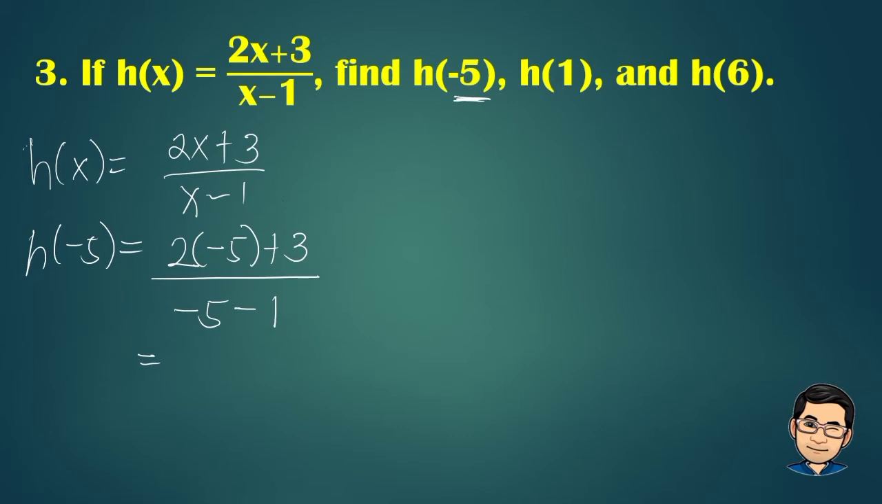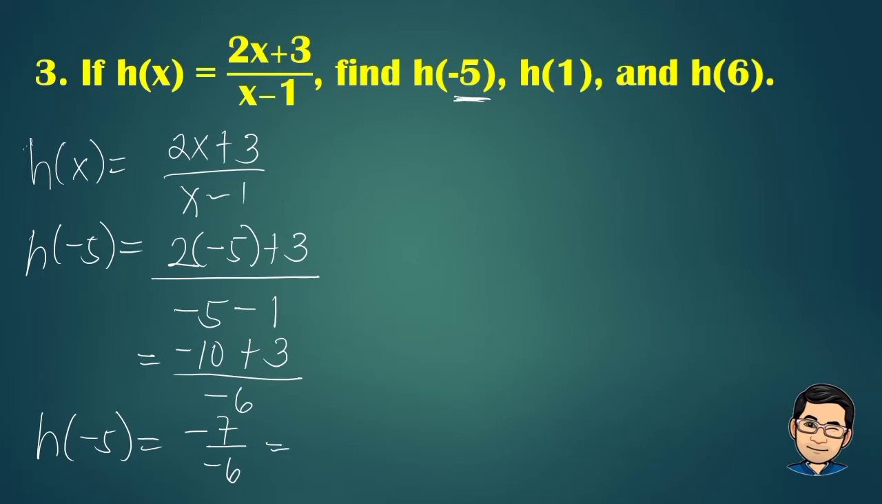Negative 5 times 2, that is negative 10, plus 3, all over negative 5 minus 1, that is negative 6. Now, h of negative 5 is equal to negative 10 plus 3, that is negative 7, over negative 6. So, negative over negative, that is positive. So, h of negative 5 is equal to 7 over 6. Next, h of 1.